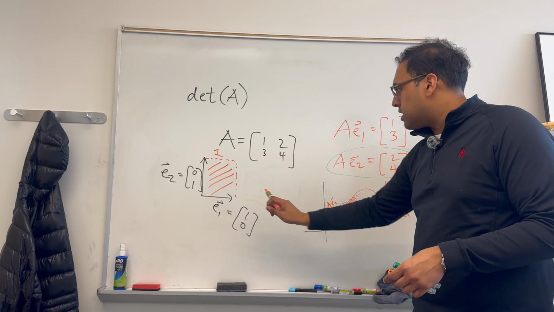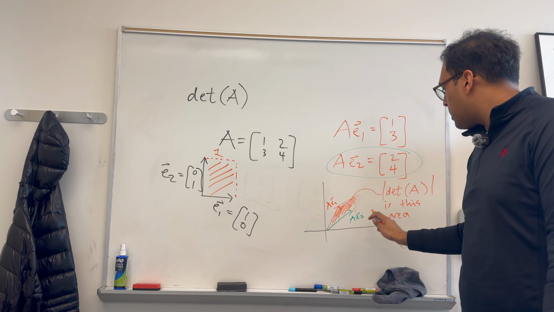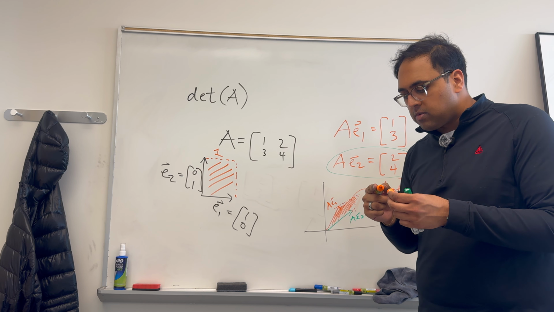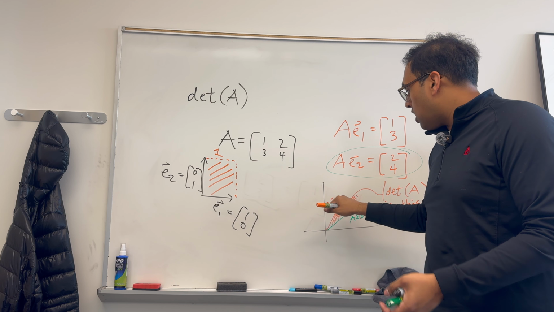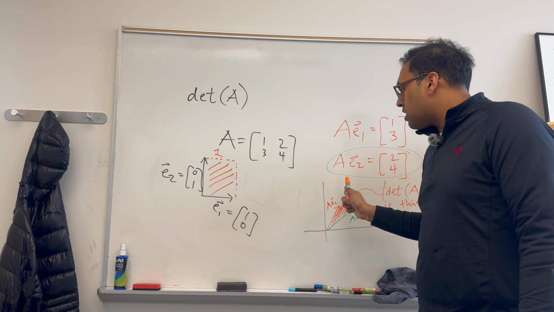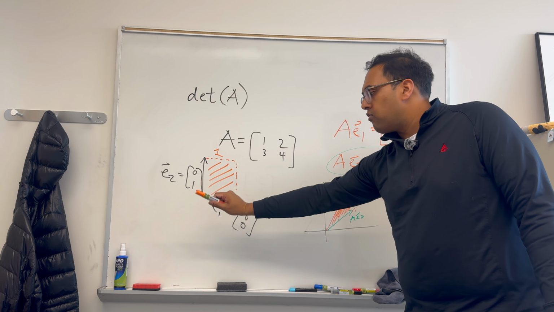Of course this isn't drawn to scale because this square looks bigger than this parallelogram, but the determinant of this matrix, as we will see, is -2, which means if we were to draw these to scale, this parallelogram would have double the area of this square.